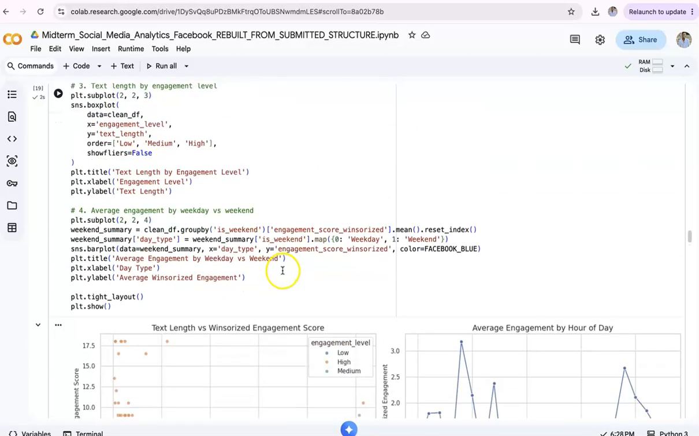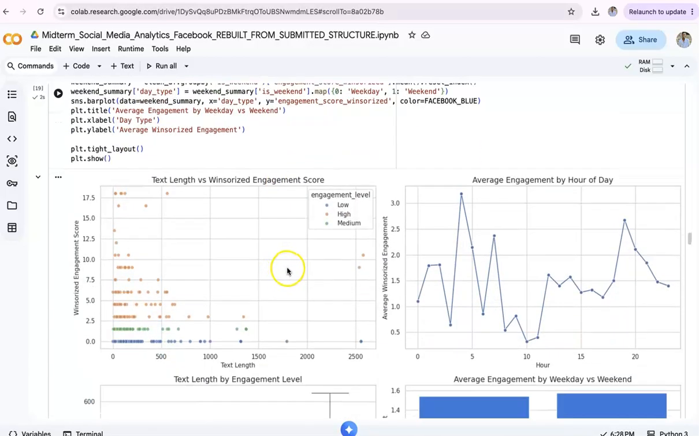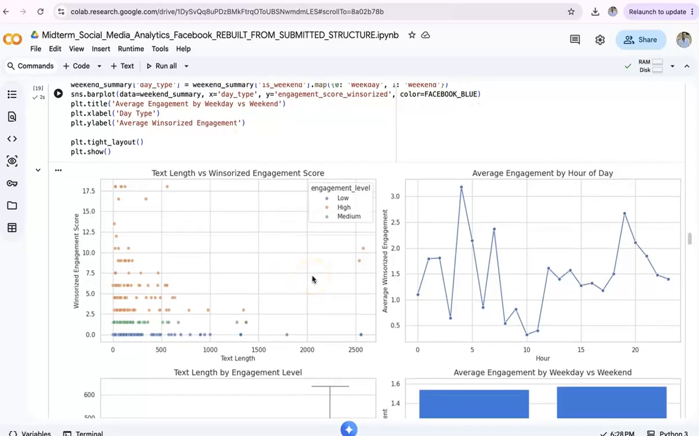So right here we have the visualizations, and these visualizations show how comment length, posting time, and date type relate to engagement in the Facebook comment data set. The scatter plot shows that most comments have low to moderate engagement, while a few shorter and medium length comments receive higher engagement scores. The hourly line chart shows that engagement changes throughout the day, with some peak hours performing better than others.